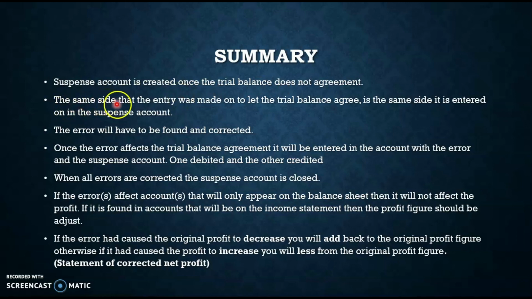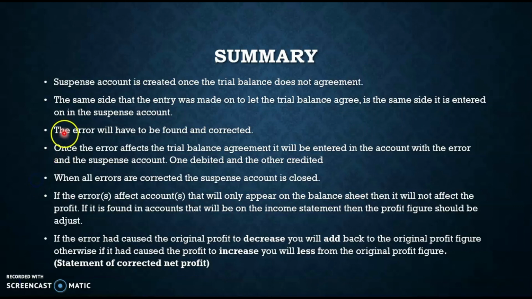So the same side that the entry was made on to let the trial balance agree is the same side it is entered on in the suspense account. So if the credit side was short and you add the amount or the difference on that credit side, then you would put it on the credit side in the suspense account. If it was placed on the debit side because the debit side was short, then you're going to put it on the debit side in the suspense account.